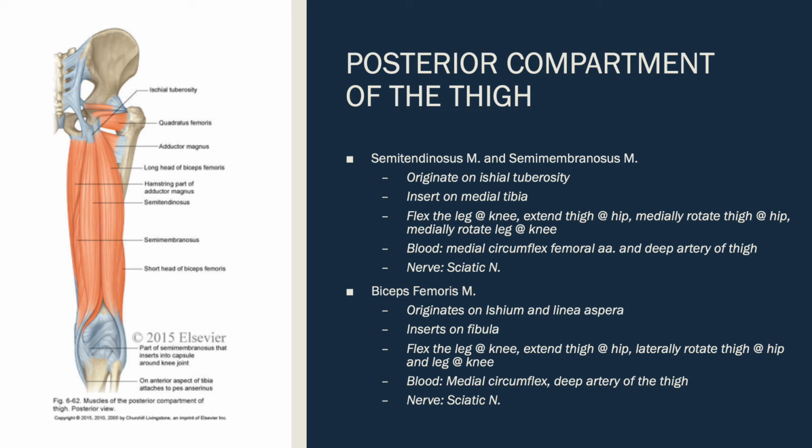There's also the biceps femoris muscle, which originates on the ischium and the linea aspera and inserts on the fibula. Like the semitendinosus and semimembranosus, it flexes the leg at the knee, extends the thigh at the hip, but it's not a medial rotator, it's a lateral rotator. Biceps femoris can laterally rotate the thigh at the hip and the leg at the knee. Its blood supply, like the semitendinosus and semimembranosus, is the medial circumflex and the deep artery of the thigh. And the nerve is the same, the sciatic nerve.